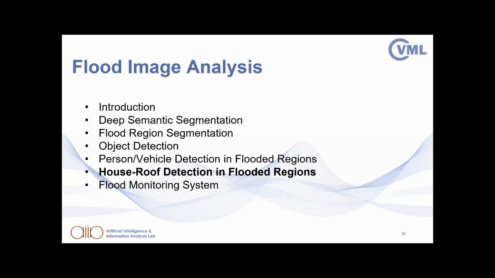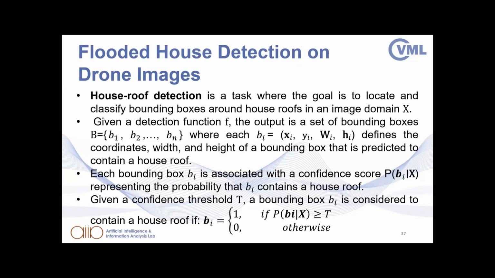Okay, we now move to house roof detection in flooded regions using drone images. The goal of house roof detection is to identify and classify bounding boxes around the roofs visible in an image, especially in scenarios like floods. A detection function generates a set of bounding boxes where each box specifies the location, width, and height of a potential roof. Each bounding box is also assigned a confidence score, which represents the probability that it contains a roof.